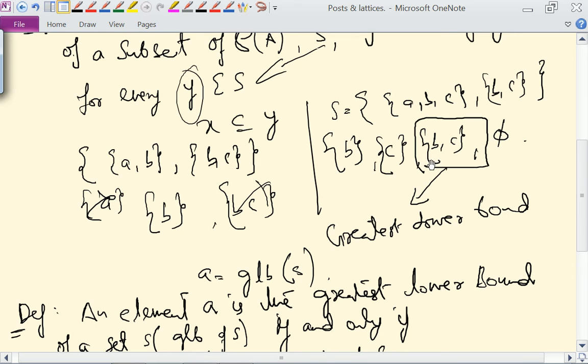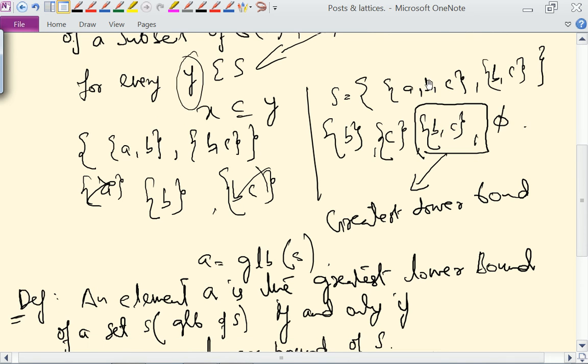Now in general, when we have two sets or three sets or whatever, if we want to find the greatest lower bound of, for example, these two sets ABC and BC, what we believe is that the GLB is basically the intersection of these two. So what is the intersection? That is in fact BC, right? So the intersection will come up as your greatest lower bound.